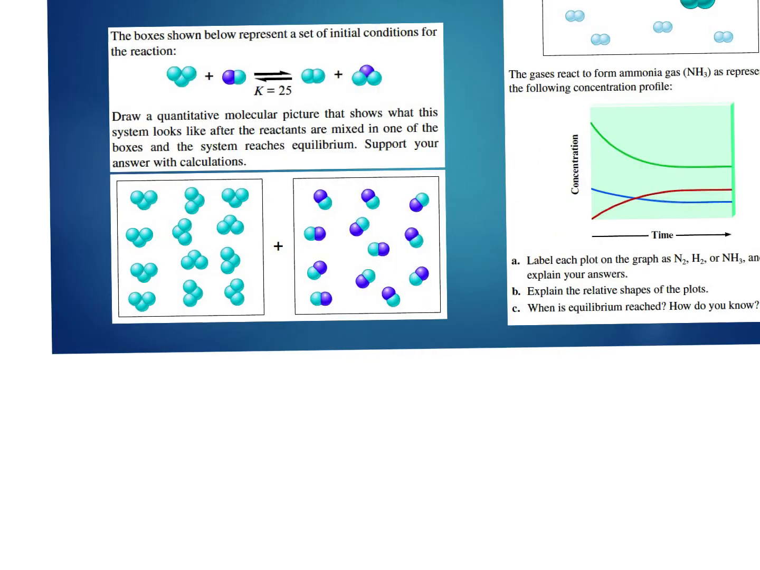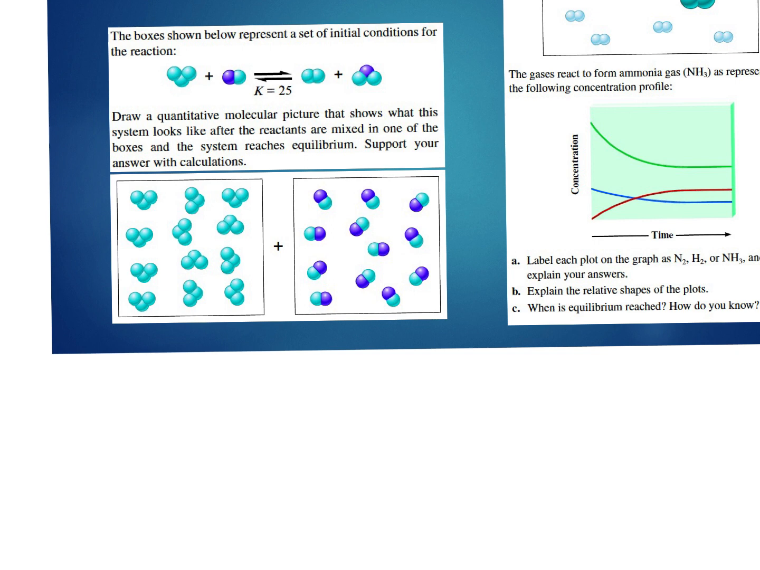All right, so on the left-hand side, it asks you to take what you've got in the boxes and draw a quantitative molecular picture supported by calculations. So I'm going to start this off by just counting the particles. So we've got 12 of this reactant and 12 of that reactant, and we're going to put those together, and then we're going to follow the K to see what percentage ends up in each side at equilibrium.